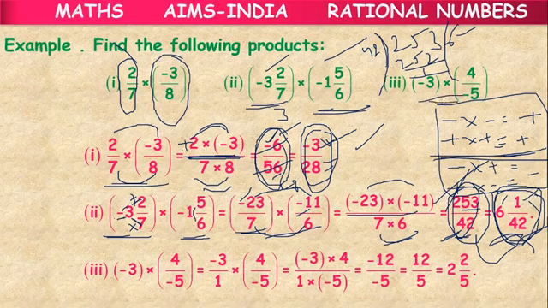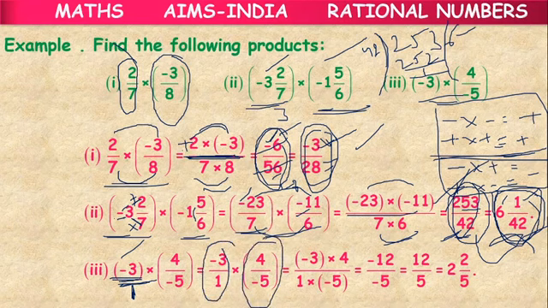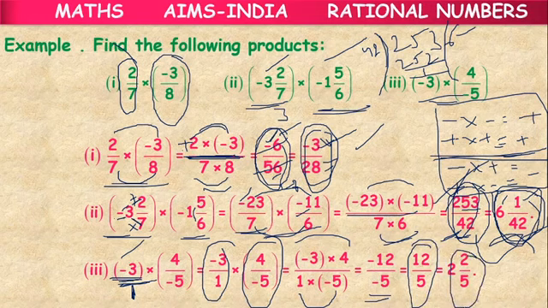Okay, children. Now third case. One normal integer can also be assumed as a rational number, because minus 3 can be written as minus 3 by 1. So they have taken it as minus 3 by 1. Times 4 by minus 5. Numerators multiplied, kept over denominators. Minus 12 by minus 5. So minus minus cancel. So what we have got? 12 by 5, which can be written as a mixed rational number.